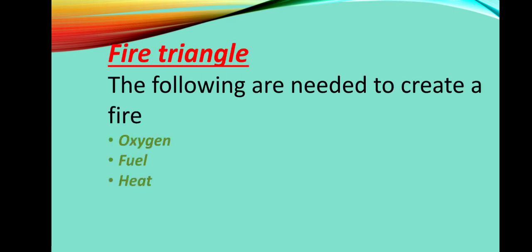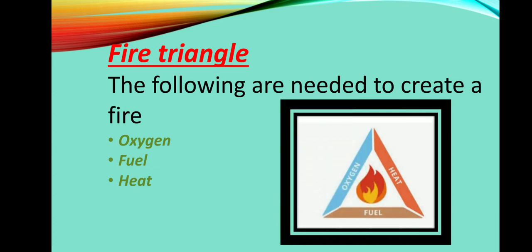Next, move to another part: the fire triangle. What do you mean by fire triangle? For example, when you want to make a fire, what are the things you need? That is indicated by a triangle here. Three things are needed: oxygen, fuel and heat. If one of the things is not given, there will not be fire. For example, if you give oxygen and fuel without heat, it will not catch fire. So all three things should be given. That's called the fire triangle.